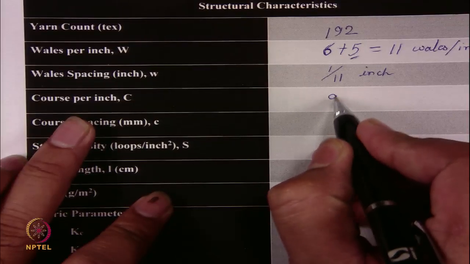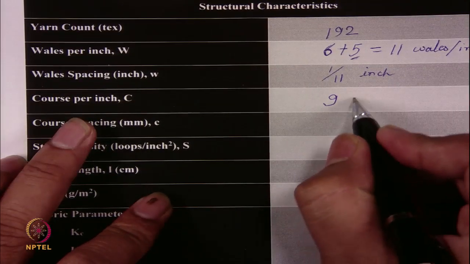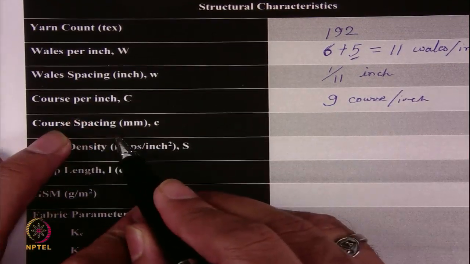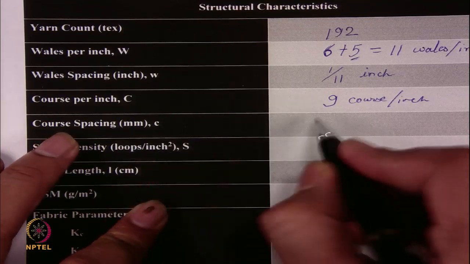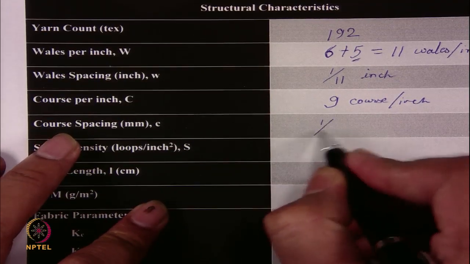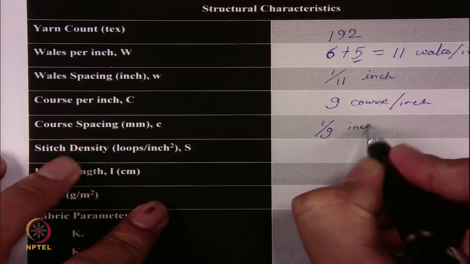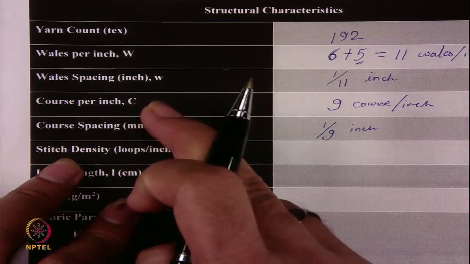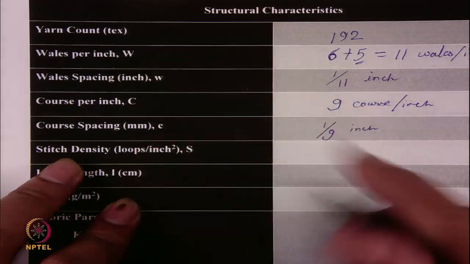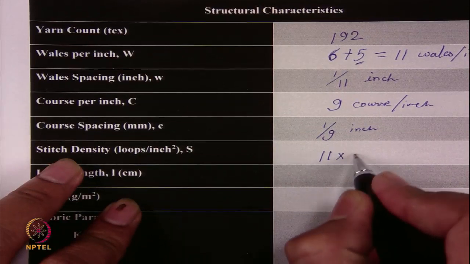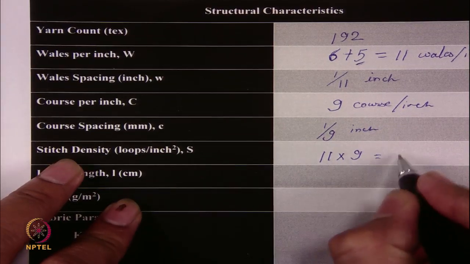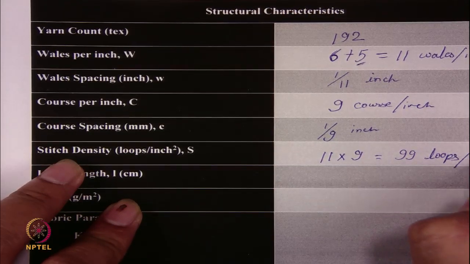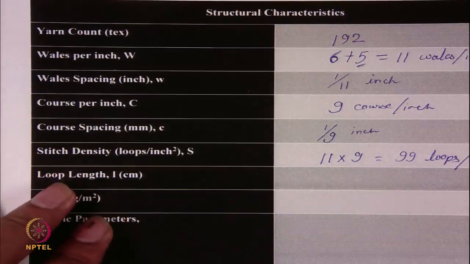9 courses are present in 1 inch, 9 courses per inch. Course spacing, again, is the distance between two consecutive courses, which is nothing but 1 by 9 inch. Stitch density is nothing but the multiplication of courses per inch and wales per inch. So, this is nothing but 11 into 9. So, 99 loops per inch square. This indicates how many loops are present per unit area.